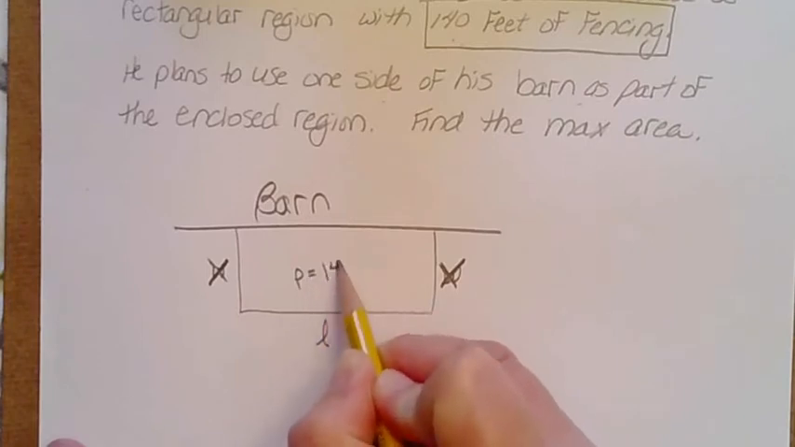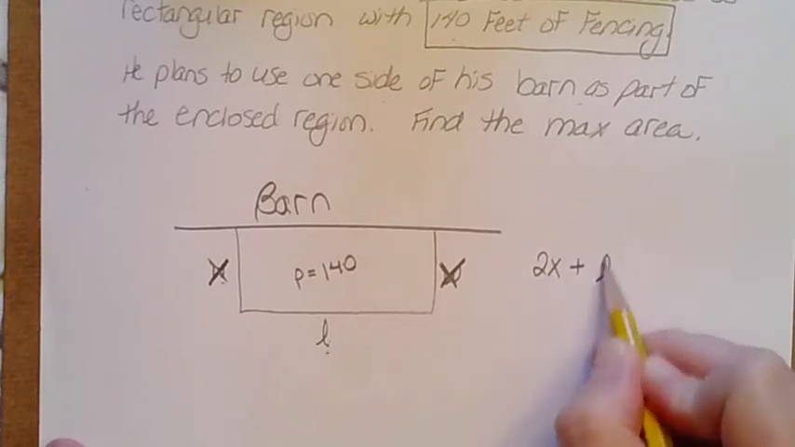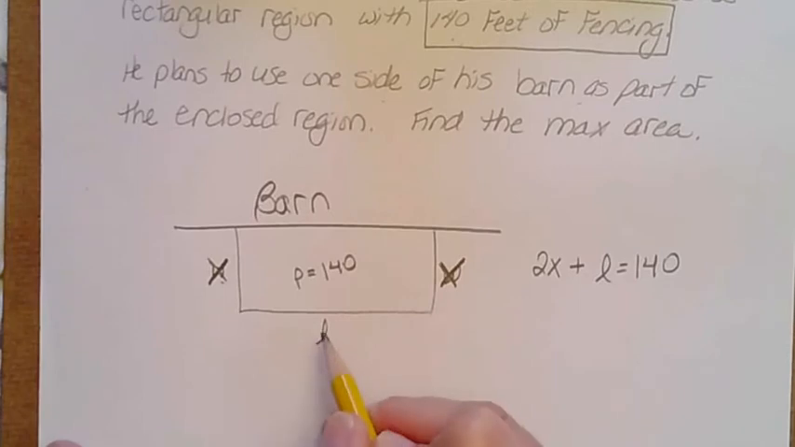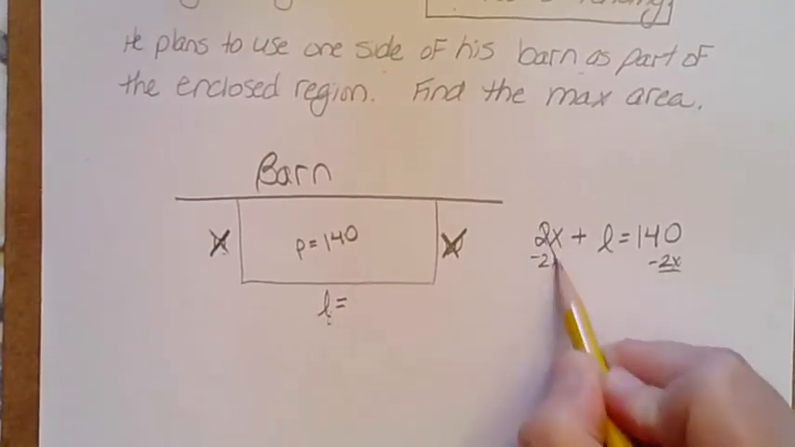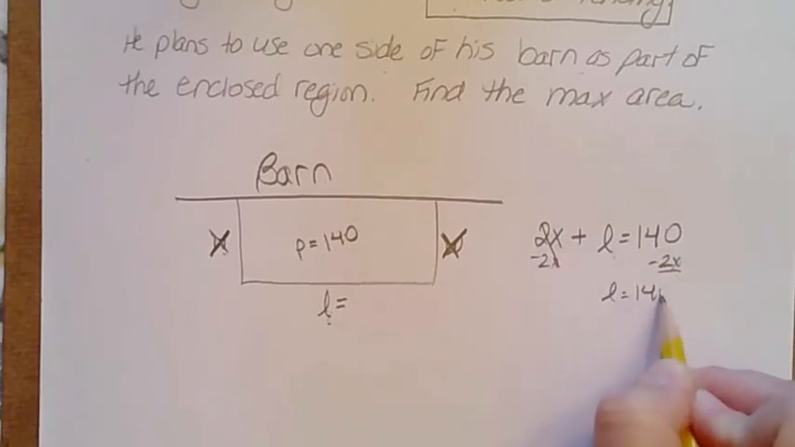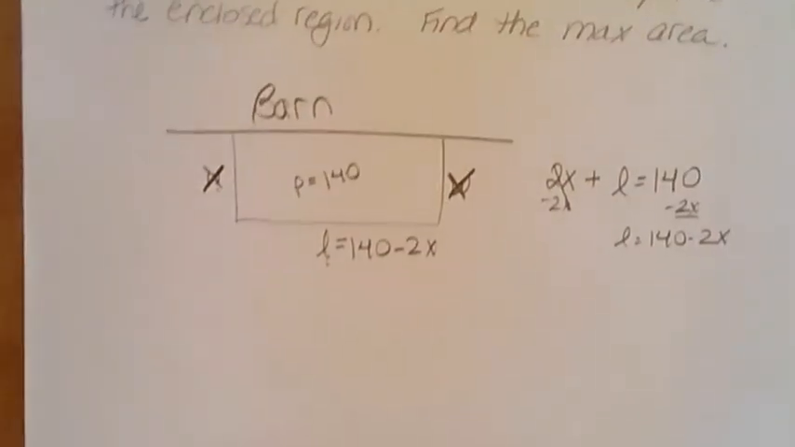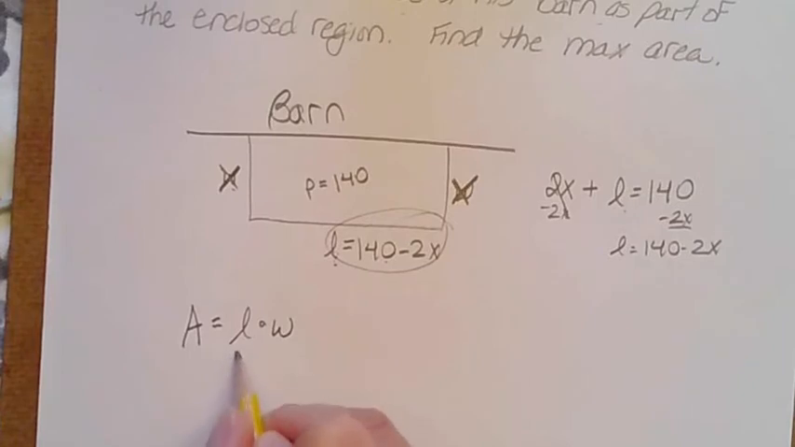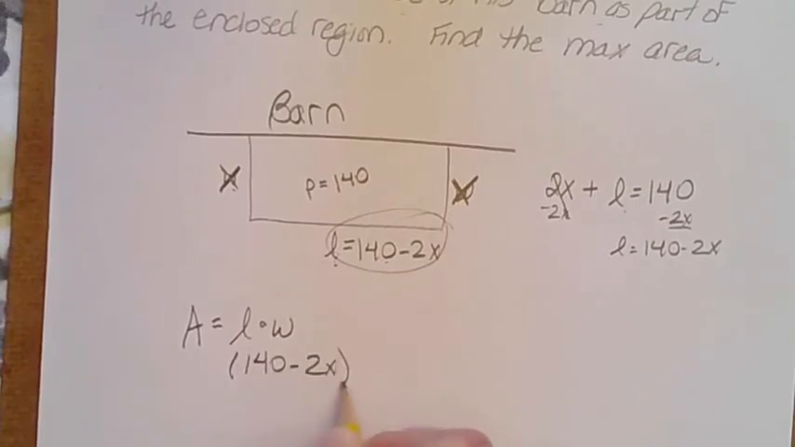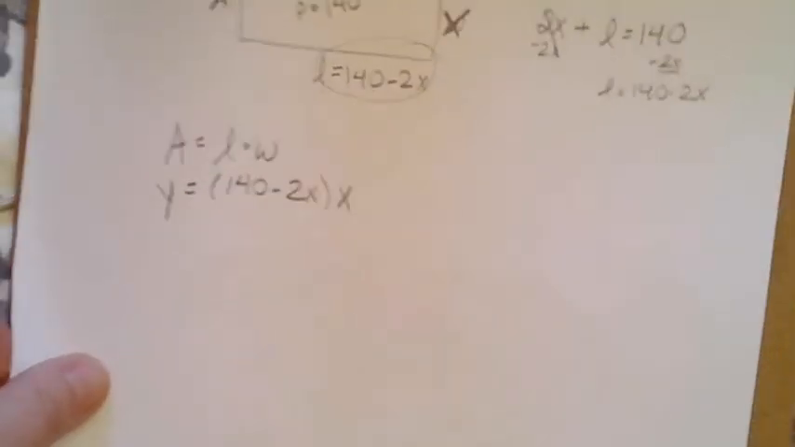My perimeter is 140. So I'm going to remember that 2X plus this length here has to be equal to 140. I want to get this to say L equals, because I have to replace this with an expression that has X in it. So I'm going to subtract 2X from the other side, and L is equal to 140 minus 2X. Sometimes when I'm stuck where to go, I always start with a formula. We're maximizing area, and area is length times width. This is your length, so that's 140 minus 2x times x. Area is y. Let's plug that into our calculator and see what happens.